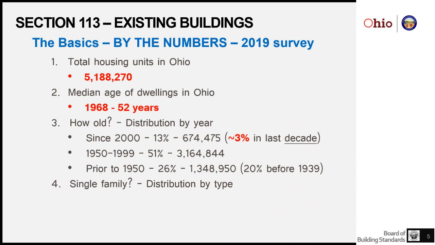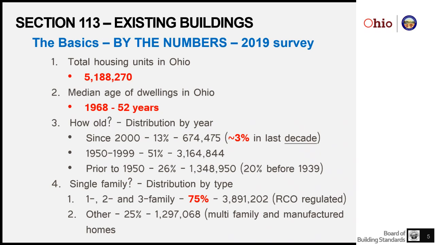Of that, how many of those do we think are single family? What is that distribution? Unfortunately, I don't have a breakdown for just single family, but the survey indicated that 1, 2, and 3 family makes up about 75% of that number, or just under 4 million of those units. And those are the ones that are going to be regulated under the Residential Code of Ohio. The remaining 25% are going to make up either multifamily or manufactured homes.